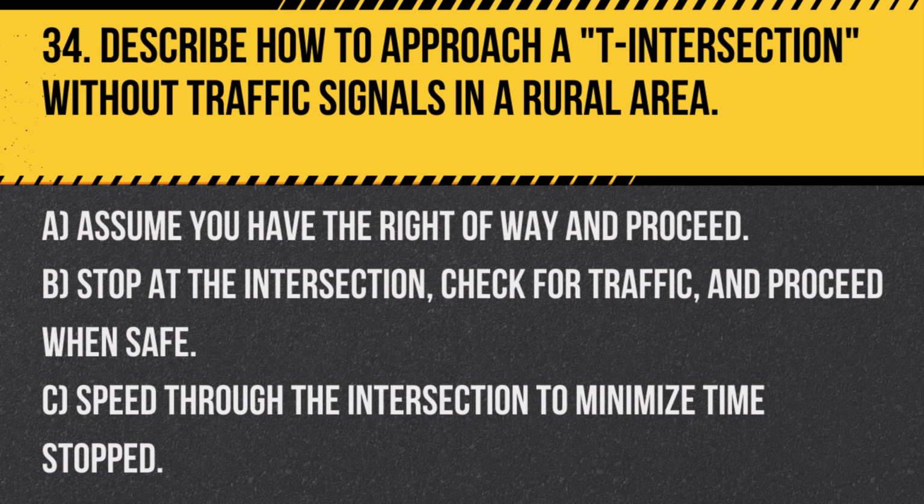A. Assume you have the right of way and proceed. B. Stop at the intersection, check for traffic, and proceed when safe. C. Speed through the intersection to minimize time stopped. Answer: B. Stop at the intersection, check for traffic, and proceed when safe. This ensures safety at intersections that lack control signals, especially in less traveled rural areas.